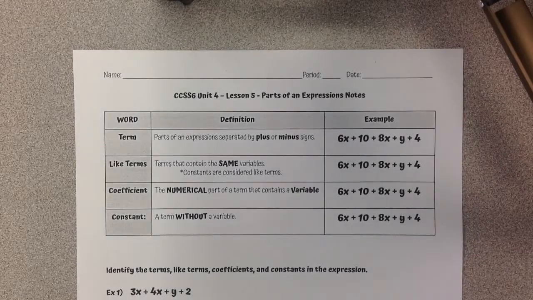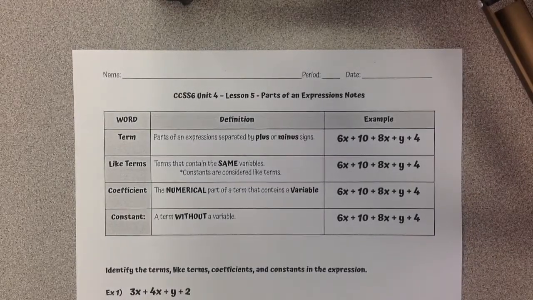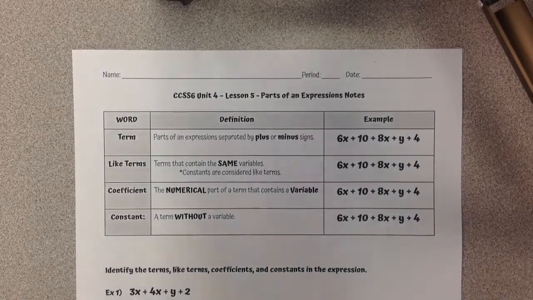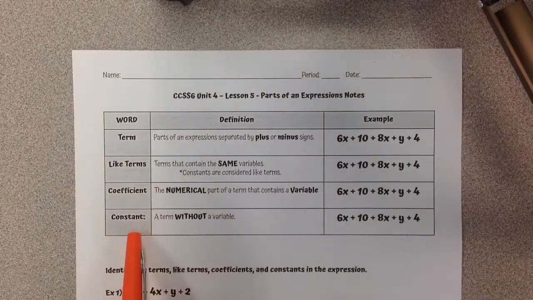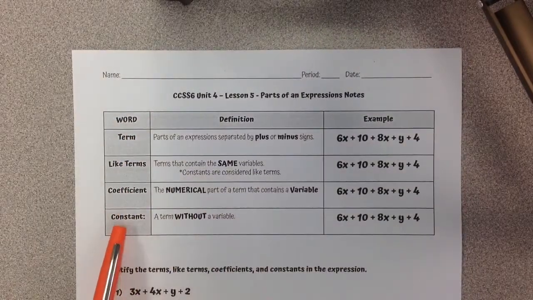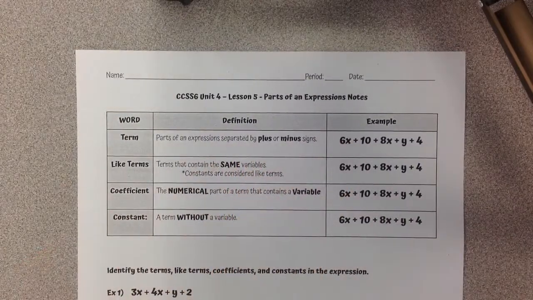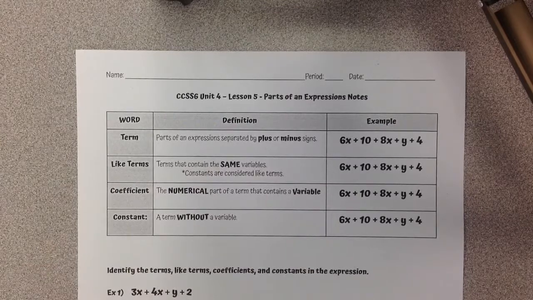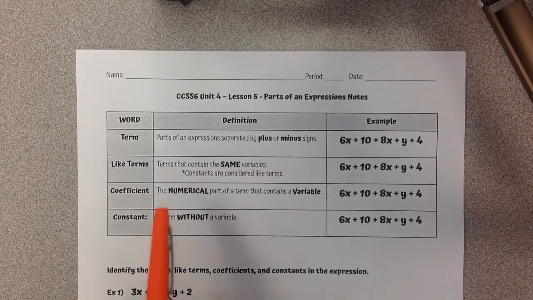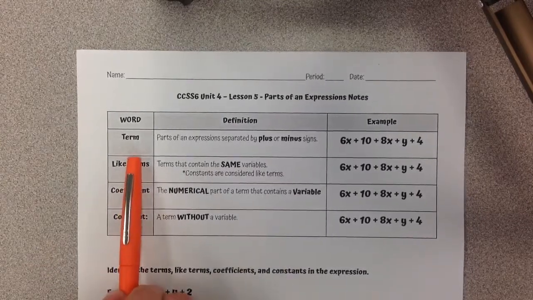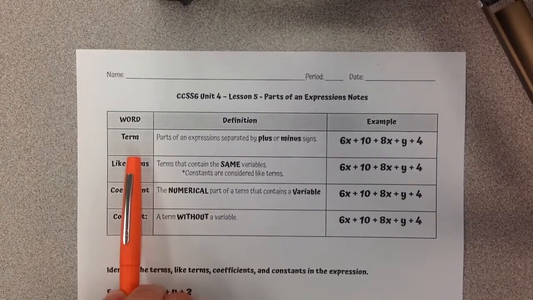All right, today we're going to be doing lesson 5, which is parts of an expression. So there are 4 different parts of an expression. So we have our words up here that describe each one, the definition, and then we'll show you an example before we get started with actually finding them ourselves. So the first part of an expression are terms.